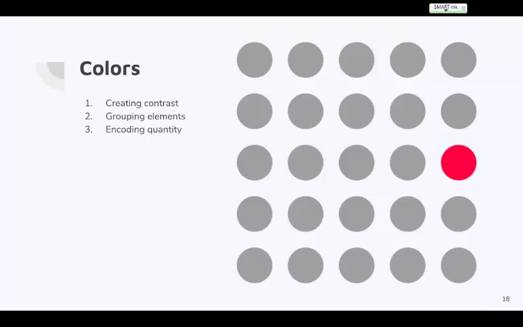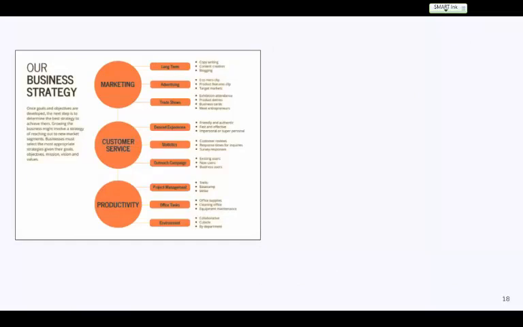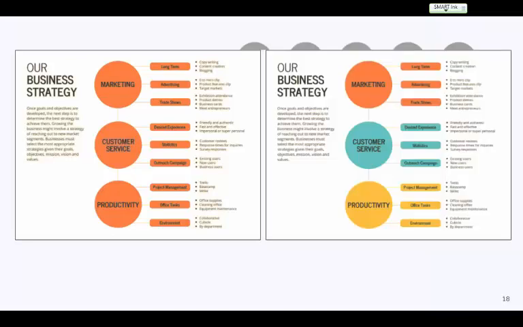Additionally, we can use it to group elements. We can see that there's this business strategy. It has 3 categories, and each one of them has their own 3 subcategories, etc. If you use this type of grouping, it is much easier to see that you have these 3 actual different departments and what each one of them does.